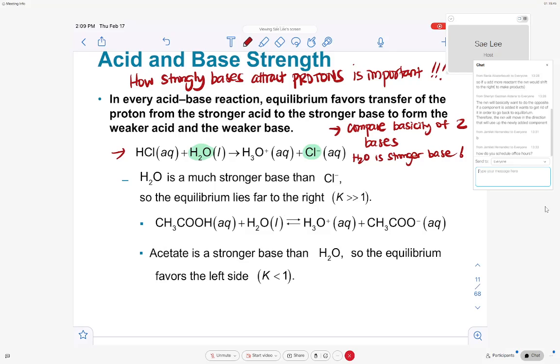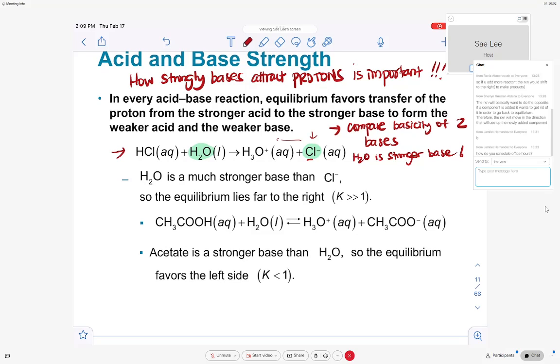Water is a stronger base. Therefore, the reaction is comfortable transferring proton from hydrochloric acid to water. Because chloride is such a weak base, this ion would never attract any proton. So the reverse reaction would never occur.